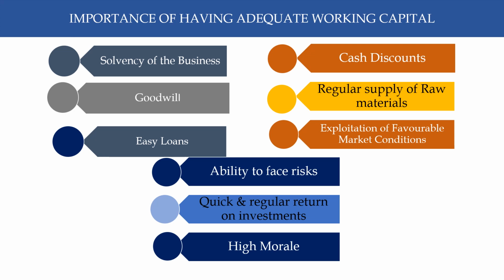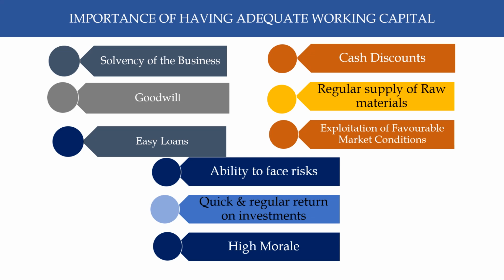Then the next advantage is cash discount. Obviously, when we have an adequate amount of working capital, we'll be able to make bulk purchases. So we'll be able to get a discount also, both cash discount as well as trade discount. Next advantage is regular supply of raw materials. Of course, when we are making prompt payment, the suppliers will not hesitate to supply goods, so we'll be able to get a regular supply of raw materials.